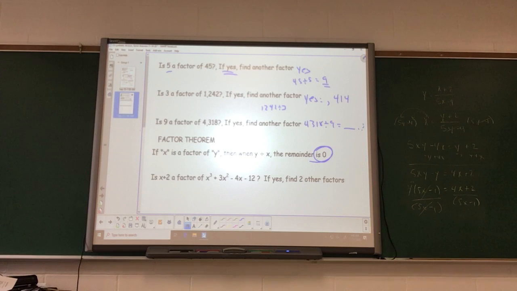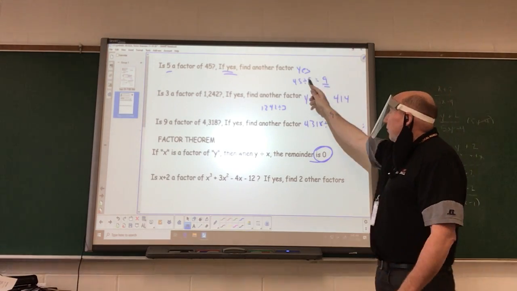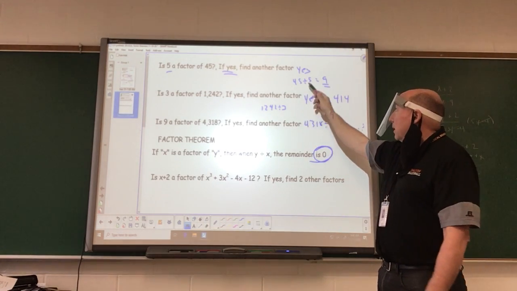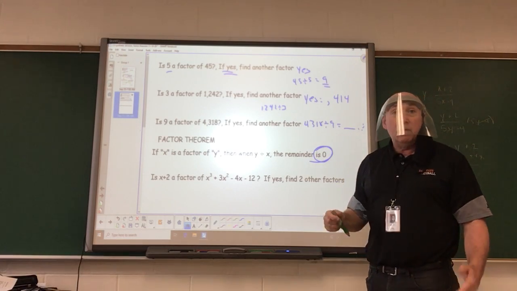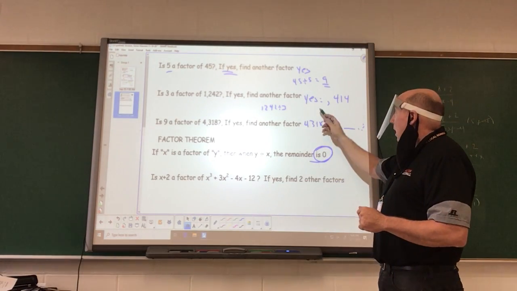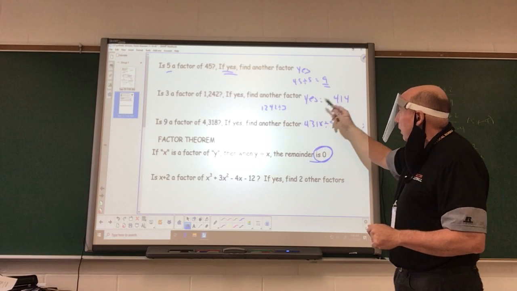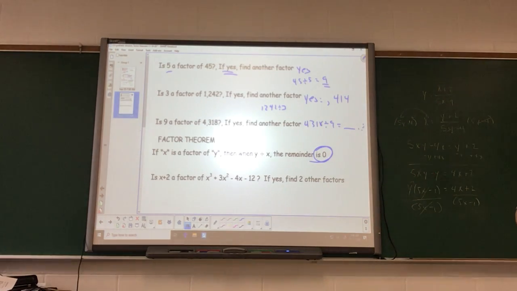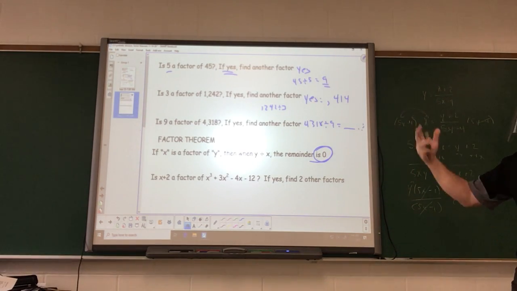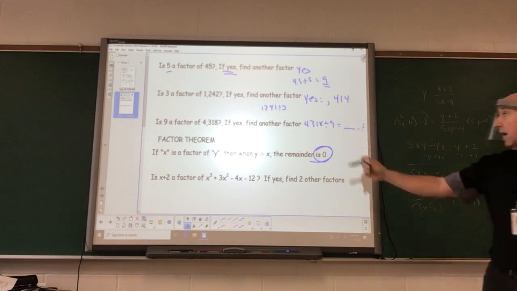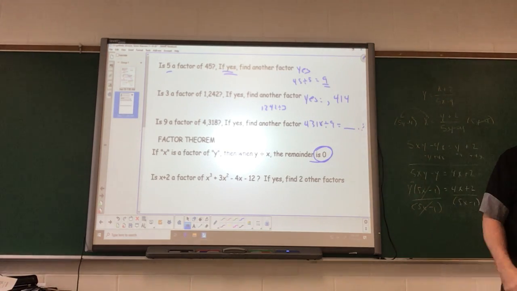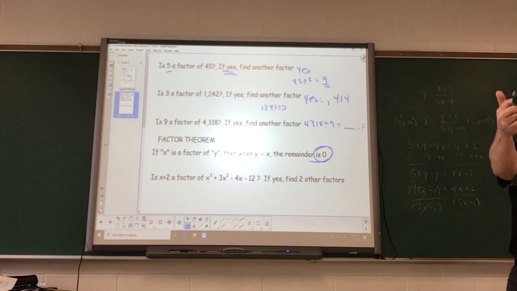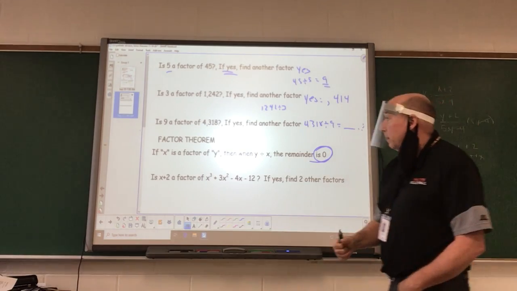Why? We just showed it up here. 5 is a factor of 45. The other one's 9. Why? Because 45 divided by 5 is 9. Let's see, 1,242 divided by 3. The other factor is 414. Why do I know it's a factor? Because my remainder was 0. Down here, we didn't come down to remainder 0, so it's not a factor. Or we can use our divisibility rules.